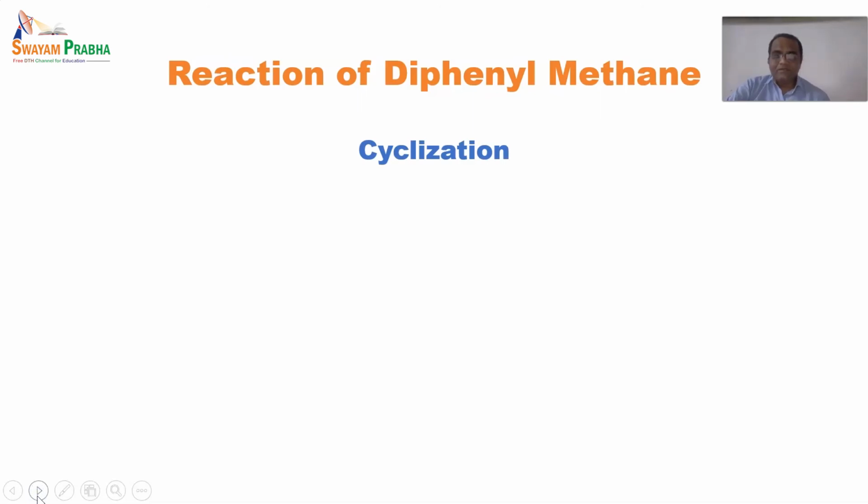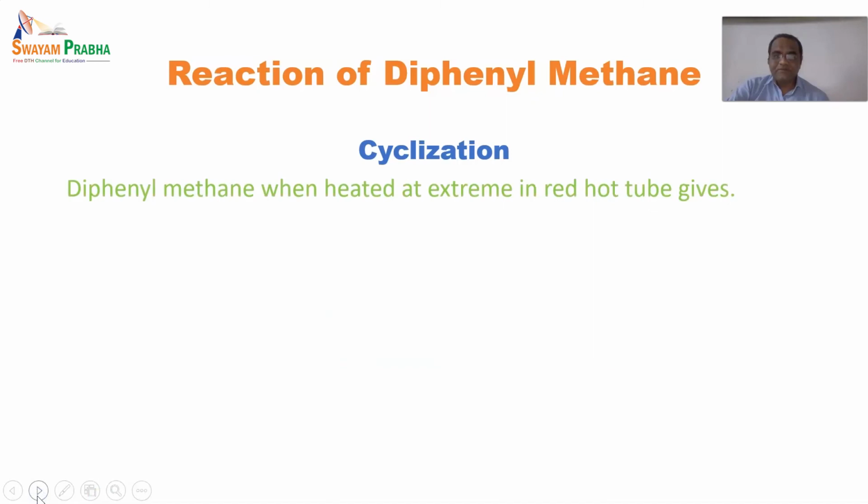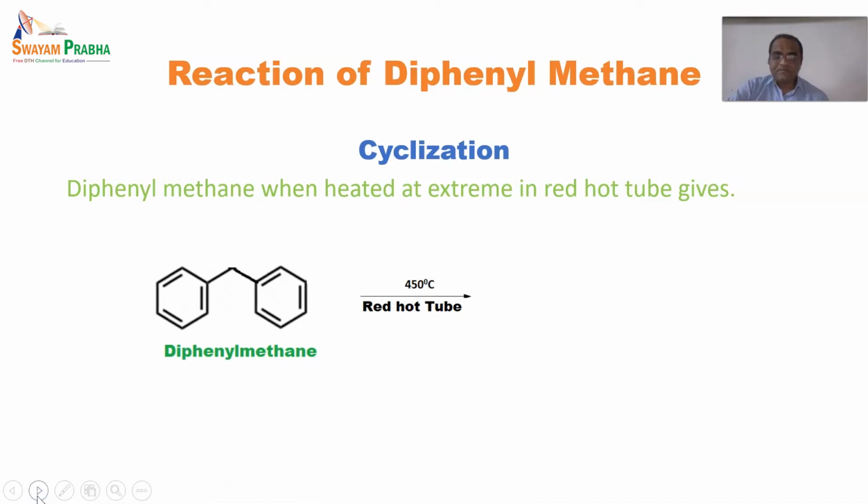Now further we will see cyclization of diphenyl methane. So diphenyl methane when heated at extreme temperature in a hot tube gives a cyclized product. So it has been heated at almost 450 degrees Celsius and it gives a cyclized product. So both rings form one more new bond, and this kind of reaction does not require any type of reagent. So it comes under the category of a pericyclic type of reaction.